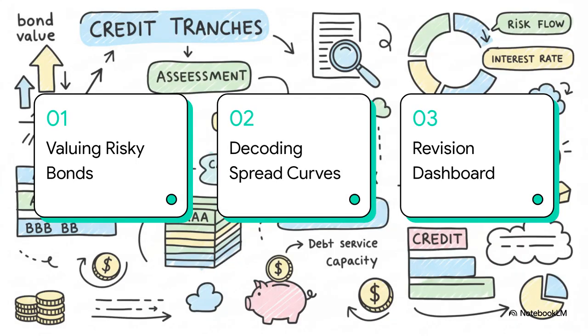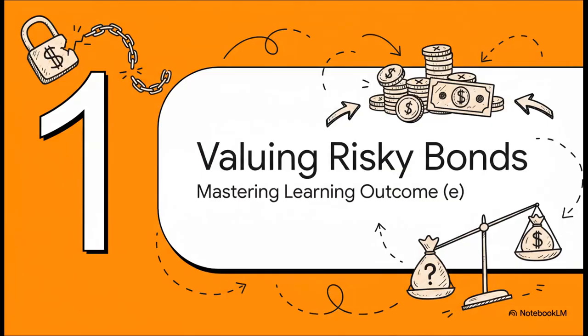So here's our game plan for today. First, we're going to get our hands dirty with the calculations, how to actually value a bond that could default. Then we'll pull back and look at the bigger picture, decoding what spread curves are telling us. And to wrap it all up, we'll build a one-page revision dashboard that's going to be your best friend during final review.